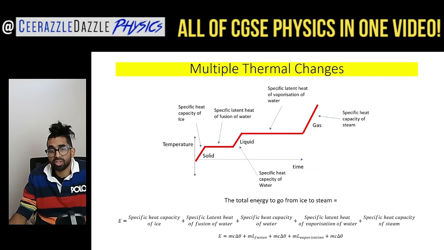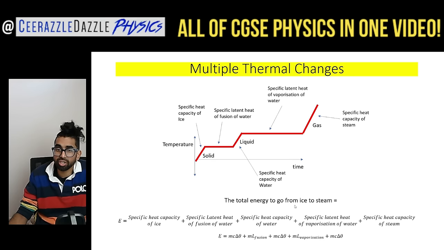So this one was quite tricky, guys. This is probably the top end of the course. We know that it goes from solid, then change state, then liquid, then change state, then to gas. They might ask you a tricky question in which you're trying to work out the total energy for this whole process. You'll recognize you need some energy for this bit, some energy for this, some energy for this, some energy for this, and some energy for this over here.